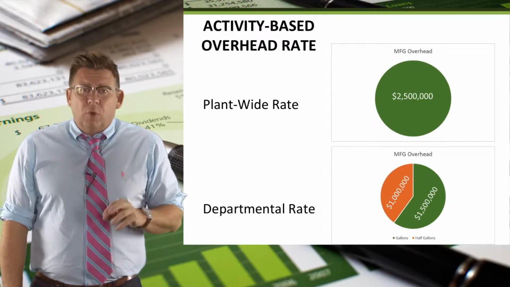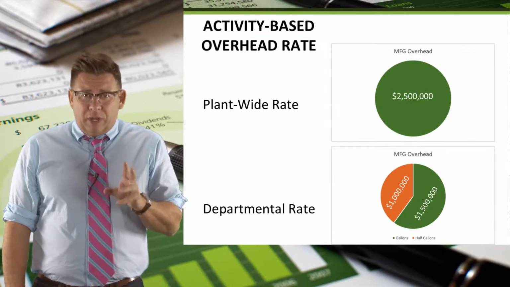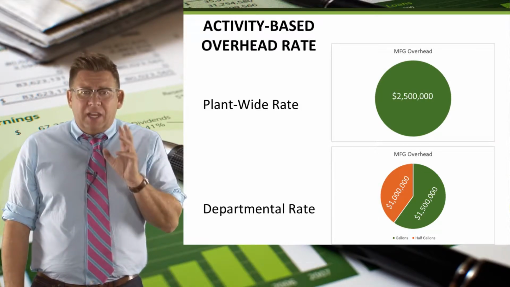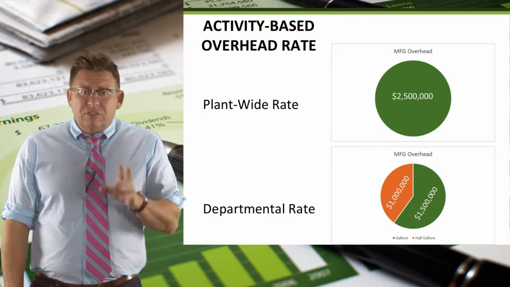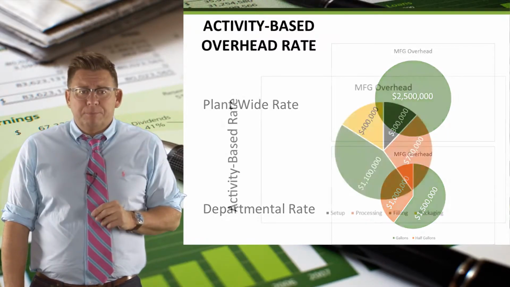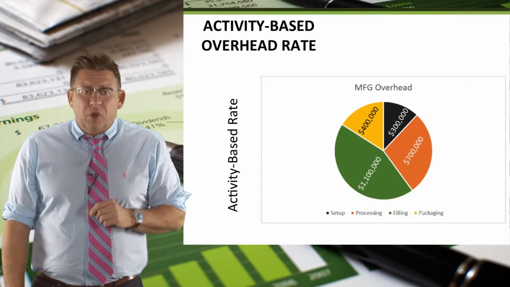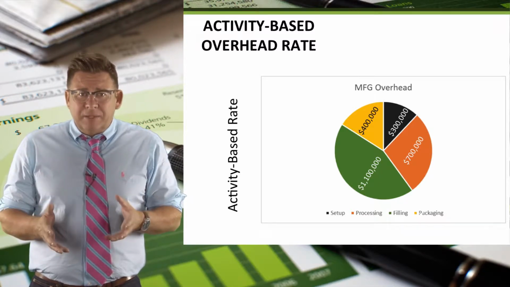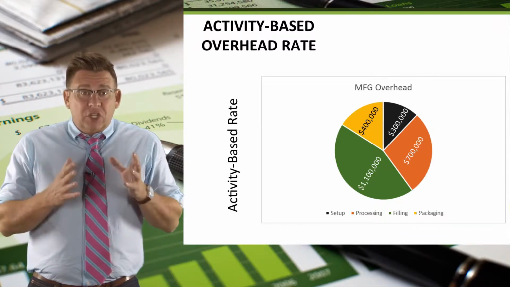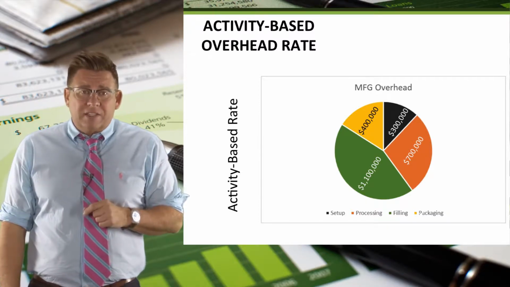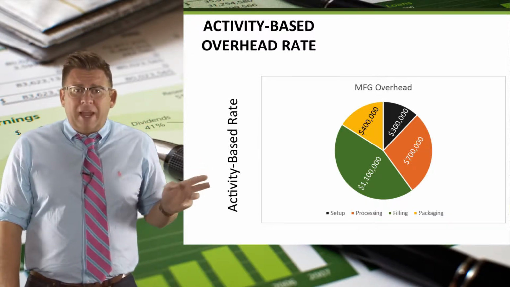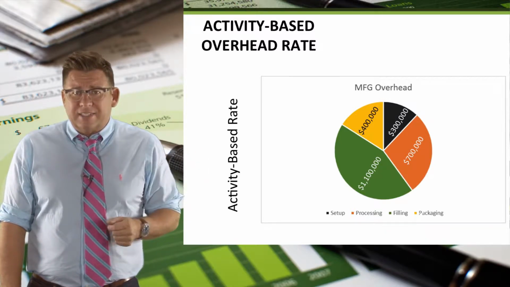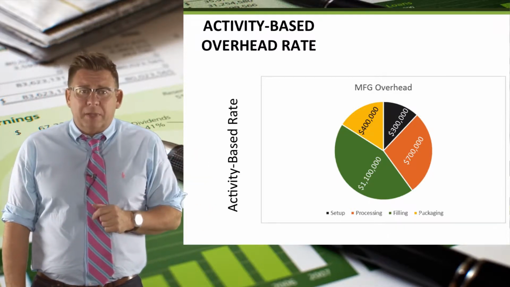So rather than have one pool of overhead to allocate with a plant-wide rate, or breaking out the overhead by departments, we can refine our overhead allocation by using activity-based rates. With activity-based rates, we divide manufacturing overhead into groupings of activities. Ideally, these are the activities which cause a business to incur the overhead costs in the first place. You can see in my examples that the activities are machine setup, milk processing, filling, and packaging and labeling.